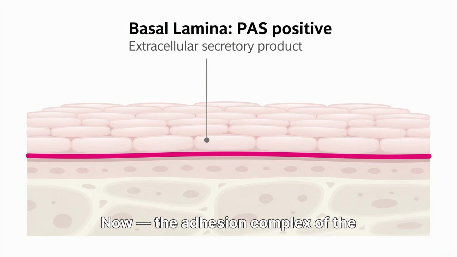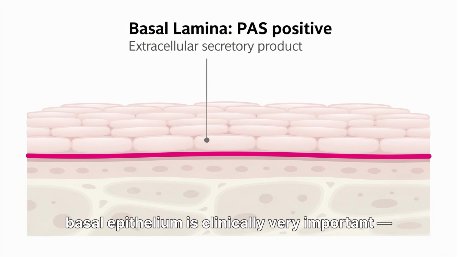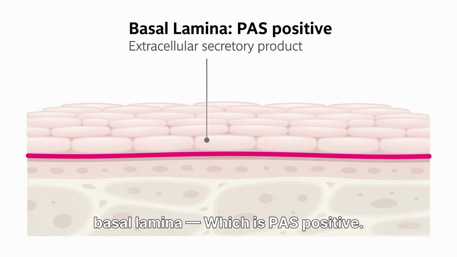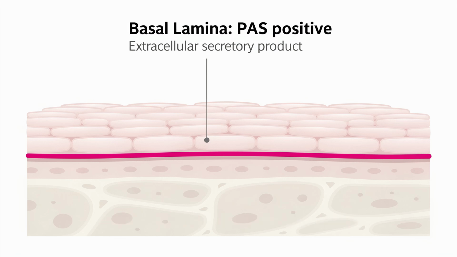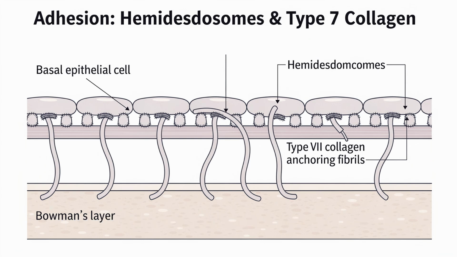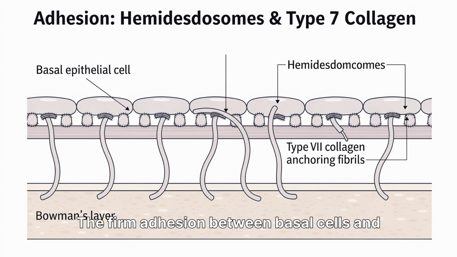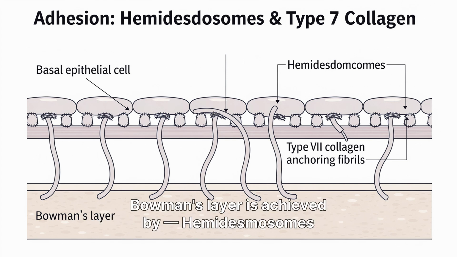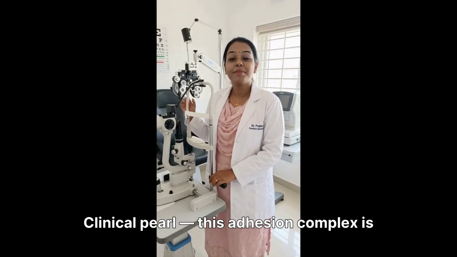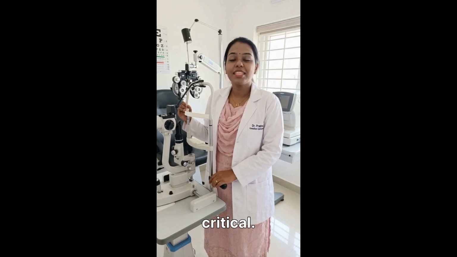Now, the adhesion complex of the basal epithelium is clinically very important. Basally, the basal cells have a basal lamina, which is PAS positive. It blends indistinctly with Bowman's layer below. The firm adhesion between basal cells and Bowman's layer is achieved by hemidesmosomes and type 7 collagen. Clinical pearl: this adhesion complex is critical.